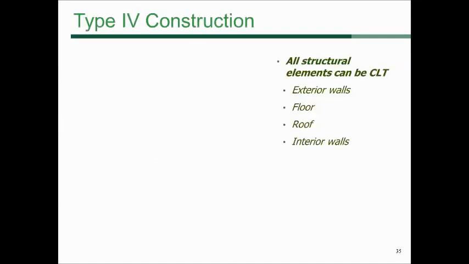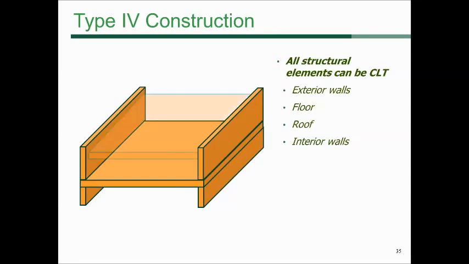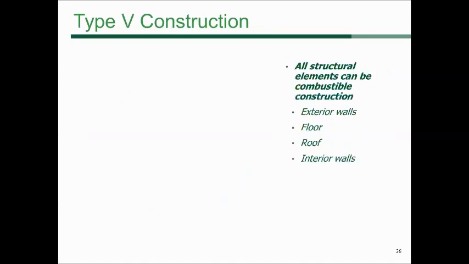So when we're talking about cross-laminated timber, it can be used in heavy timber construction. And under heavy timber construction, the one thing that many people may or may not be aware of is that there can be no concealed spaces. That's one of the requirements of heavy timber construction. So it could be used in the floors, the walls, and the roof. The entire building can be made out of cross-laminated timber under heavy timber construction.